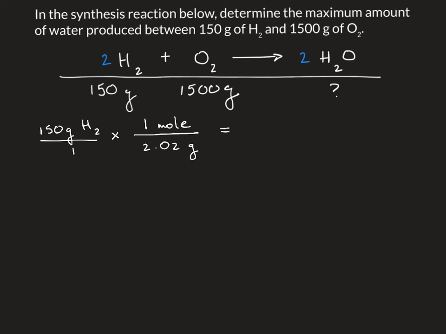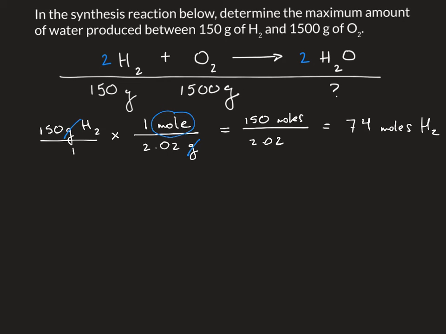So 150 times 1, that gives us 150. We have to remember to cancel our units. Grams cancels, leaving us with moles. So we have 150 moles divided by 1 times 2.02, that's 2.02. And what that gives us is about 74 moles of hydrogen.